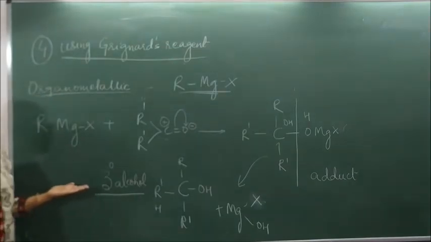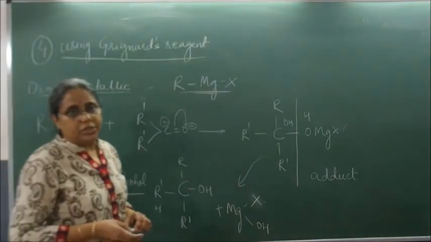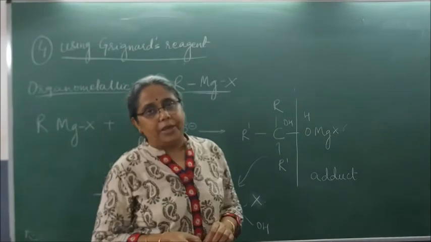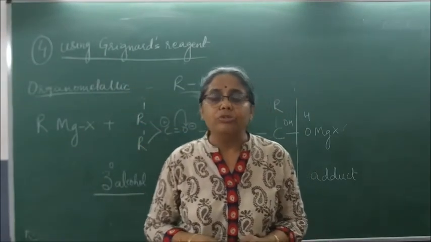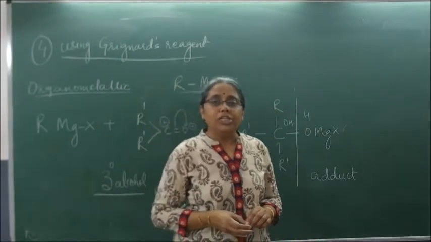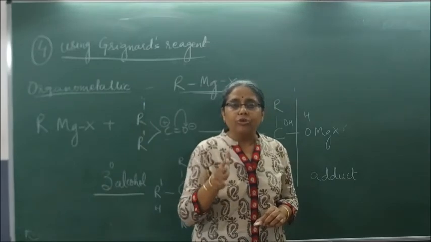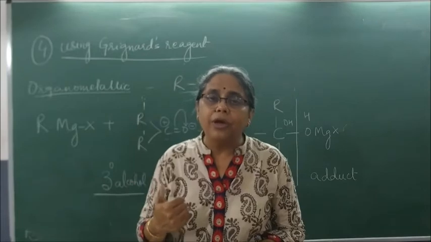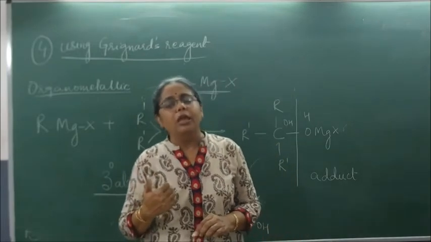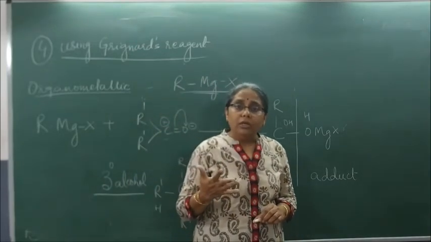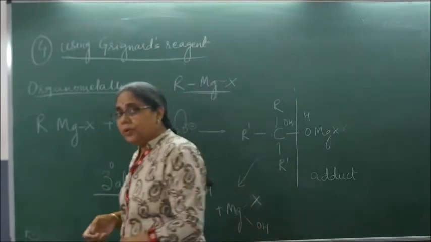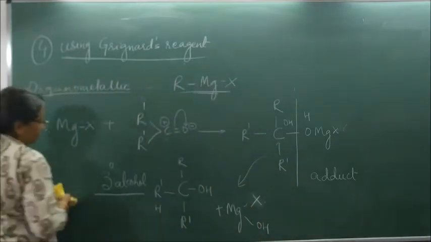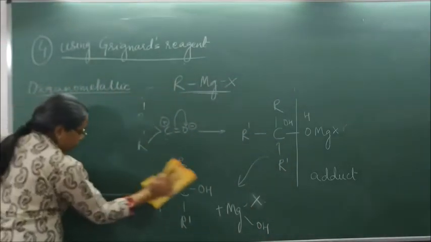How do we prepare alcohols using Grignard's reagent? If I want primary alcohol, I should use formaldehyde. If I want secondary alcohol, I should use any other aldehyde other than formaldehyde. And if I want a tertiary alcohol, I should always use what? Ketones. So now substituting the alkyl groups in ketones. This was a general equation.